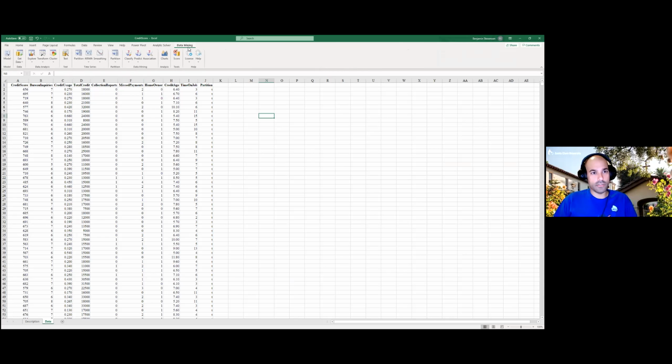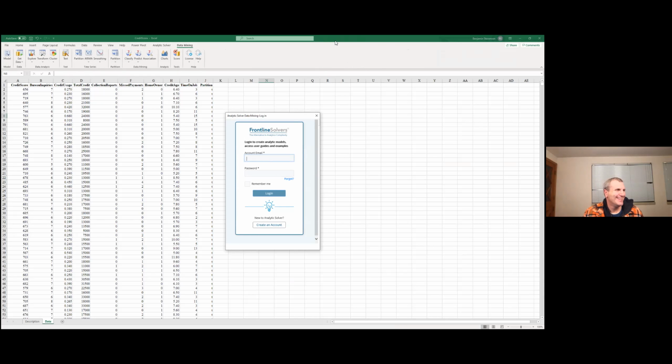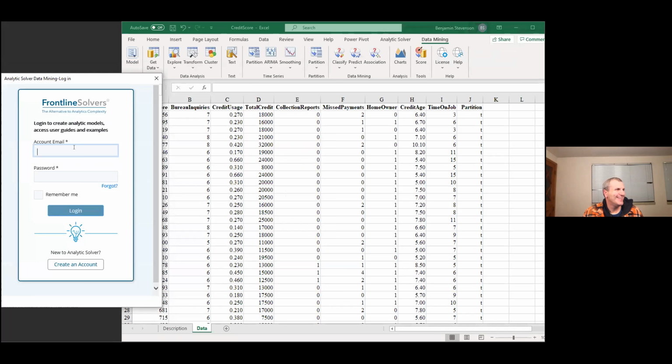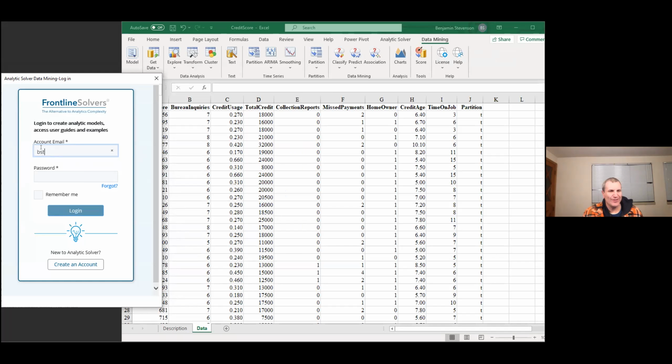So we're going to go to predict, k nearest neighbors. We're going to log in because apparently that's what you get. Password is password.